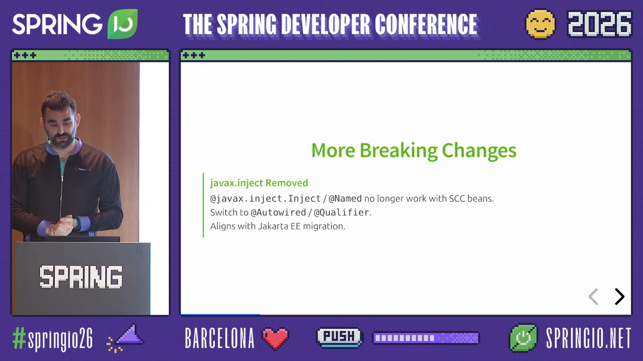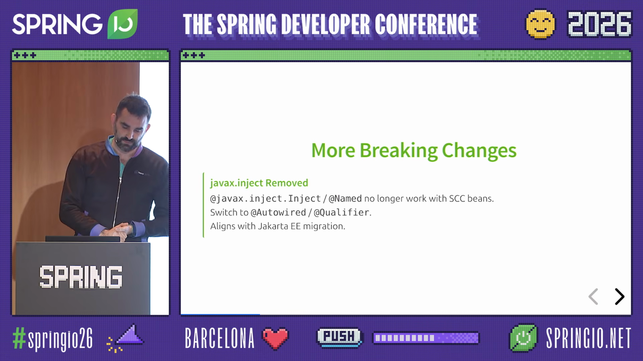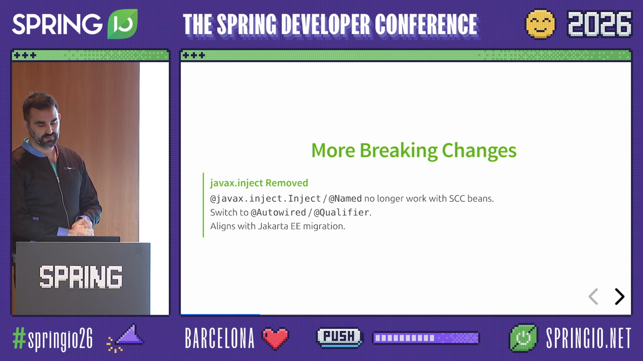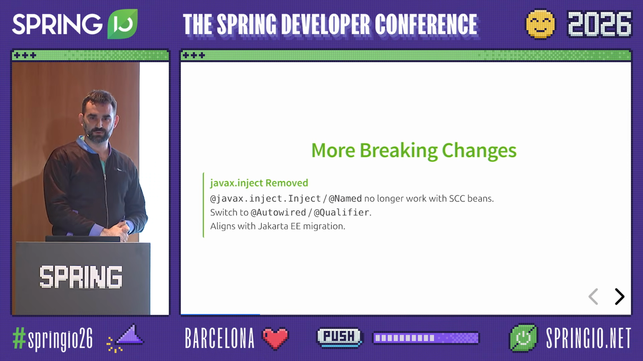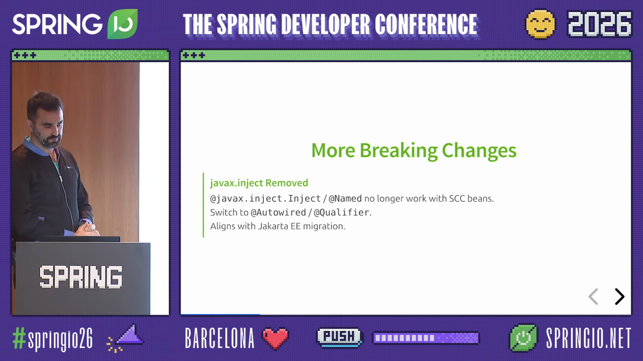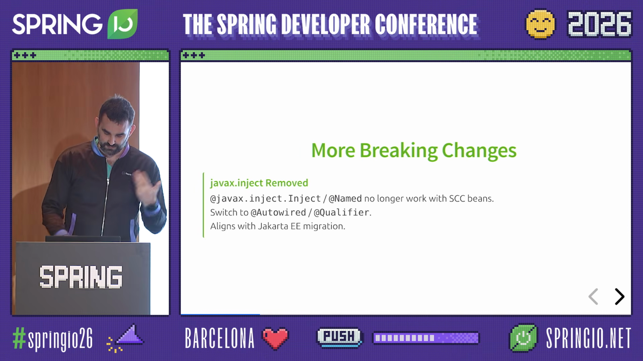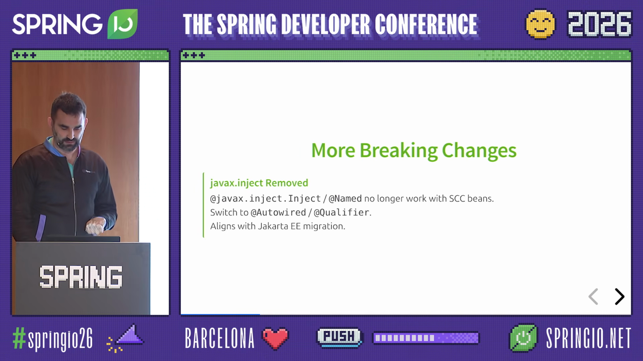What else? There was this big initiative to remove the inject and named support throughout the portfolio. So Spring Cloud Contract also had to have that removed. That was aligning with the Jakarta EE migration.